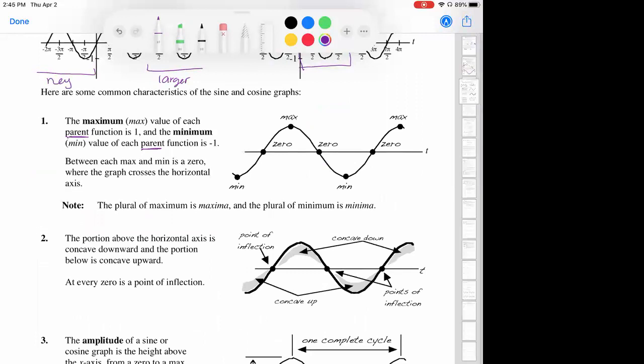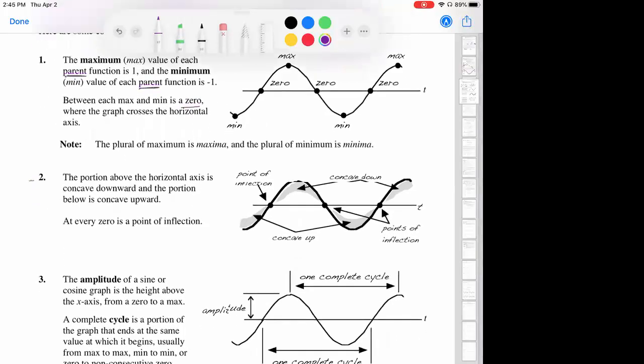All right, between each max and min, there is a zero where the graph crosses the horizontal axis. Note, the plural of maximum is maxima and the plural of minimum is minima. Two, the portion above the horizontal axis is concave downward and the portion below is concave upward. Every zero is a point of inflection.